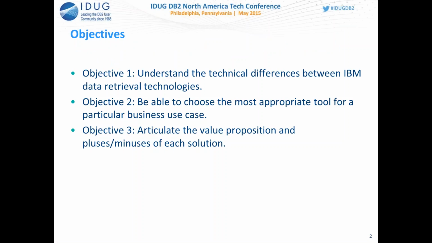I want you to understand the technical differences between the IBM data retrieval technologies. If there are a couple of different ways to do things, if you have a hammer and a screwdriver and a wrench, which do you use in which case? And so that's objective number 2, is to help you choose the most appropriate tool for each business use case. And then finally is to articulate the value props and the pluses and minuses of each solution. So if somebody says, when are we going to start installing that Hadoop thing? You'll be able to say, well, these are the business use cases we've identified, and these are the ways that we'll be able to use Hadoop or DB2 with BLU Acceleration, but not in other cases.